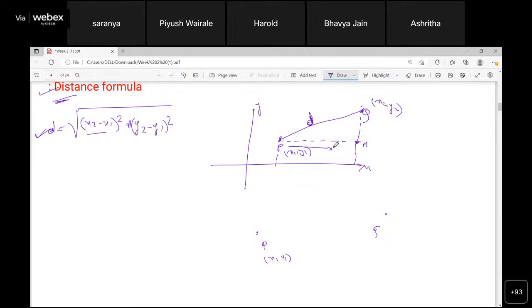Say this is my distance, d square. Say this is x, and this is my y. So d square is basically x square plus y square, right? And d will be under root of x square plus y square. But what is my x here? You can see the difference in this coordinate. So the same thing we are doing here. This is the simple distance formula.